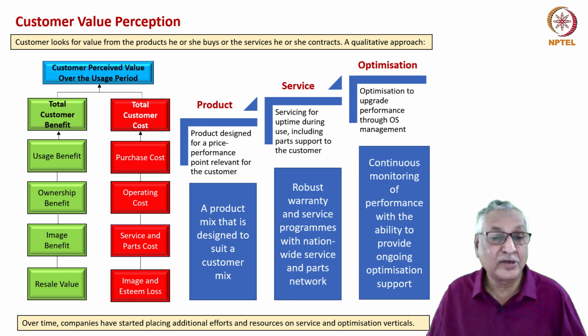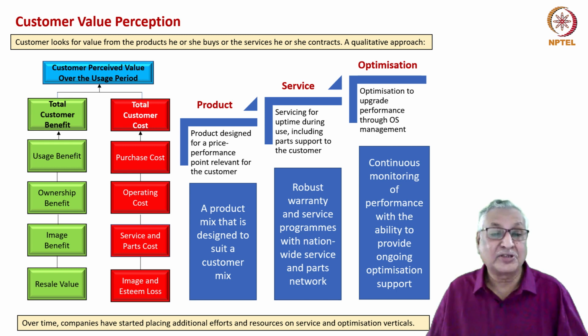The total benefit a customer gets from a product is the combination of the following: the benefit of using the product, the benefit of owning the product, the benefit of getting an image as a user of the product, and the value you get at the end of the life cycle or when you want to dispose of the product. These are the four benefits that are provided. Some are quantifiable and some are not quantifiable, but they do exist, and you tend to give some weightage to these benefits in perceiving the value of the product.